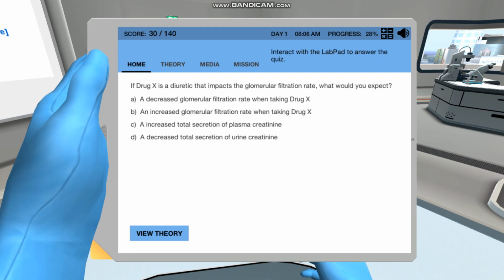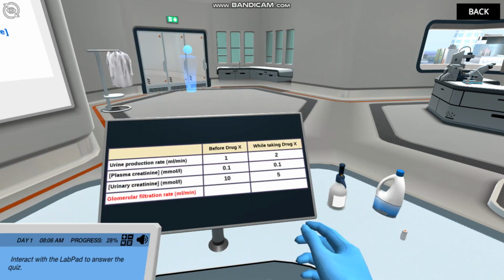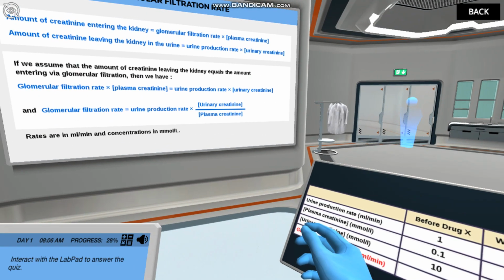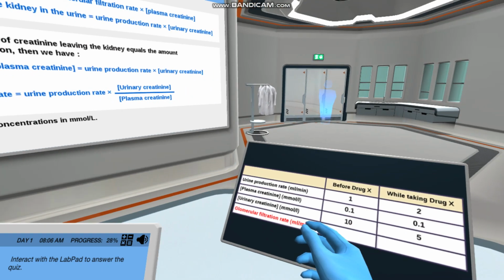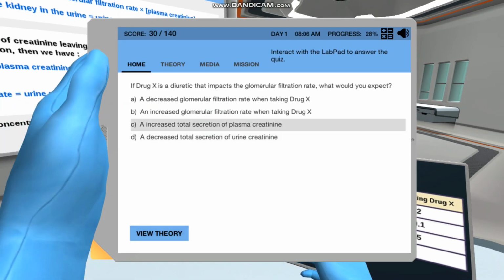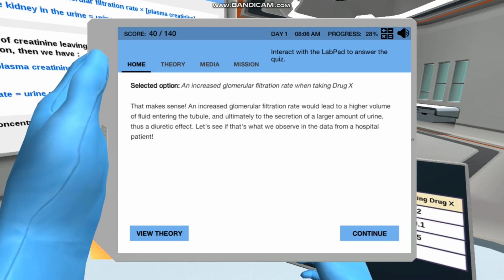If drug X is a diuretic that impacts the glomerular filtration rate, what would you expect? That makes sense. An increased glomerular filtration rate would lead to a higher volume of fluid entering the tubule, and ultimately to the secretion of a larger amount of urine, thus a diuretic effect. Let's see if that's what we observe in the data from a hospital patient.